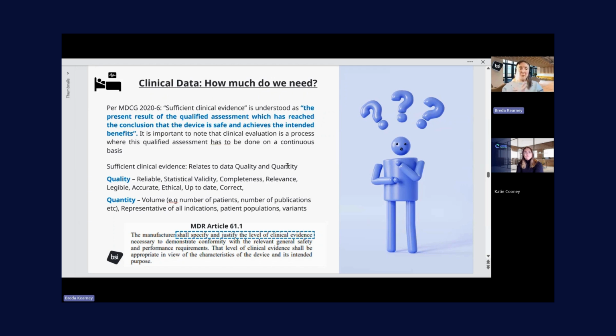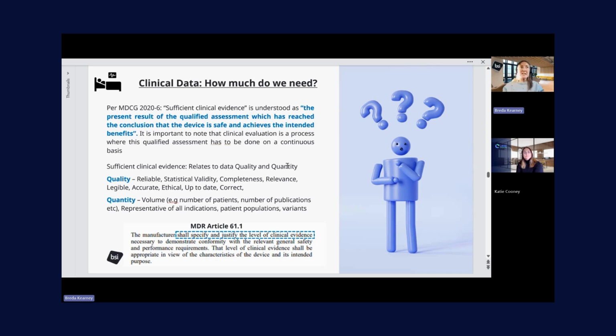So when we talk about quality, what you're talking about is: is the data reliable? Is it statistically valid? Is it a complete data set? Is it relevant, legible? Is it accurate? Was it collected ethically? Is it up to date? And is it correct?